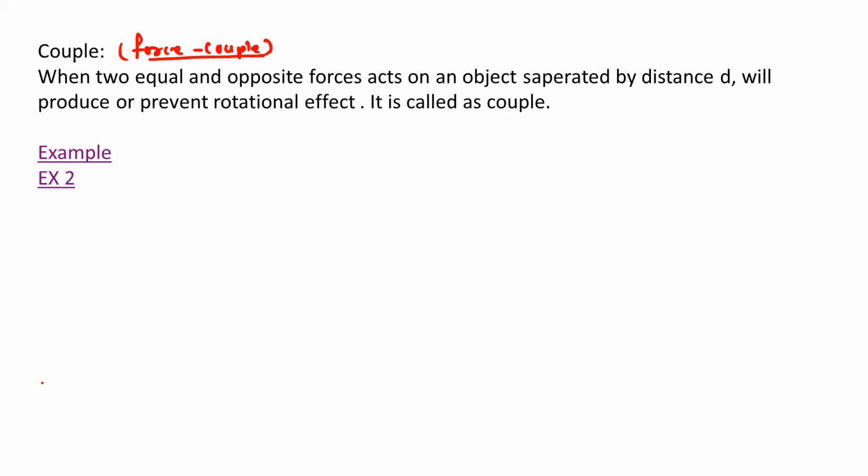So couple means when two equal and opposite forces act on an object separated by distance d. This distance d is the perpendicular distance, and it will produce or prevent rotational effect. So it is called a couple.